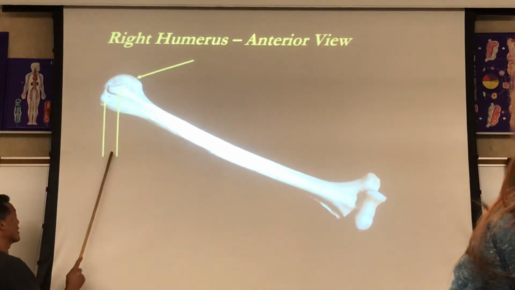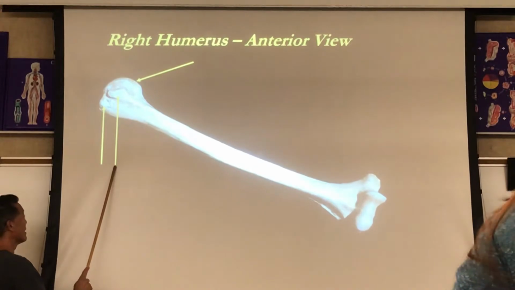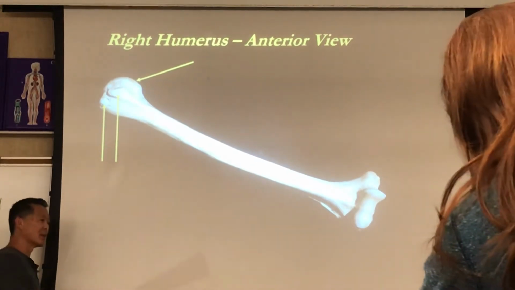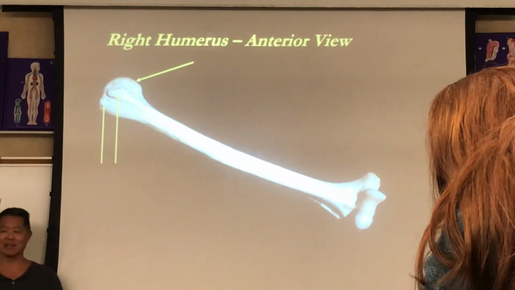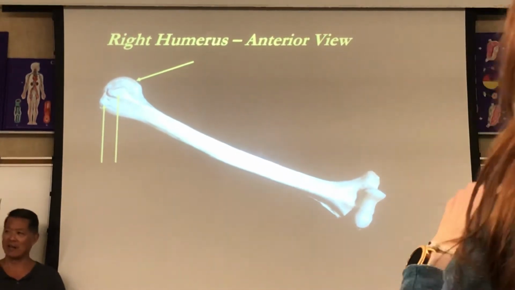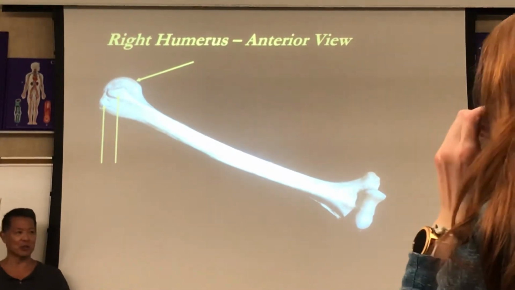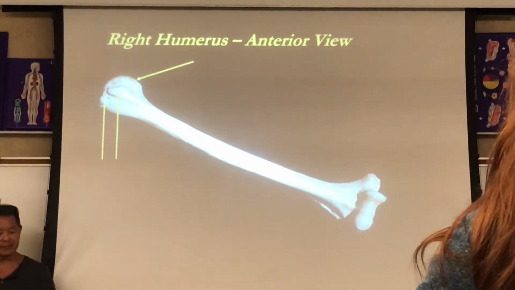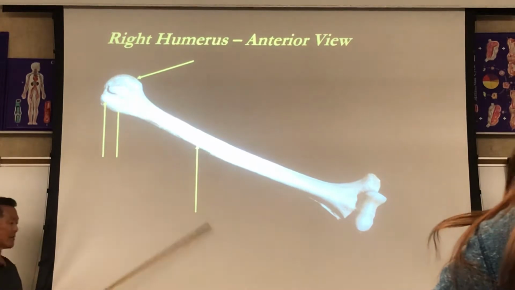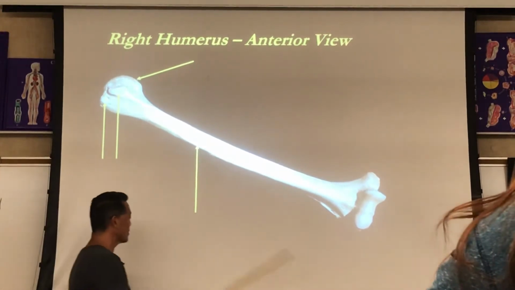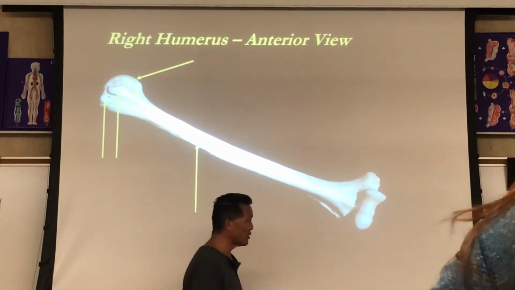That's not going to help you. What's going to help you is this guy. Lesser tubercle is anterior. So with that same color ink, lesser tubercle, anterior. Head of the humerus is medial. There's your two planes. About mid-diaphysis on the lateral side is the deltoid tuberosity.